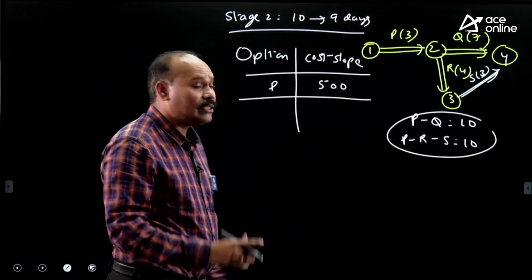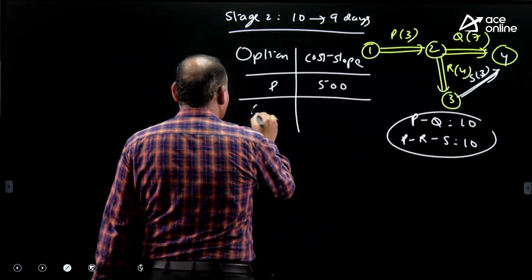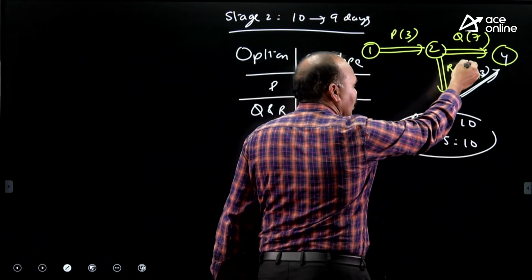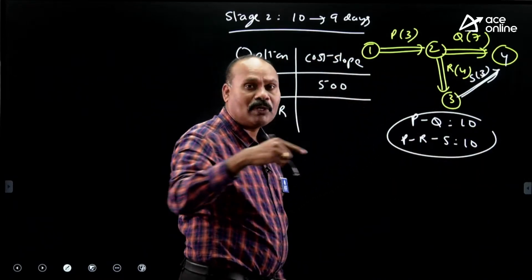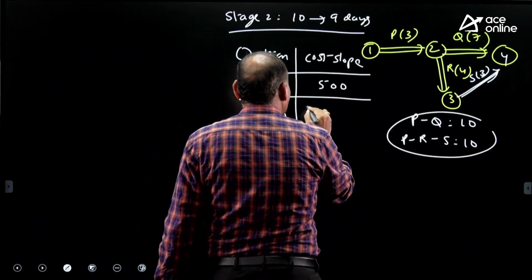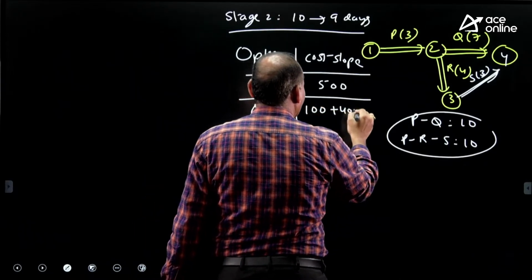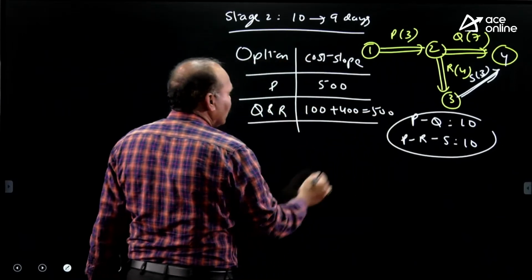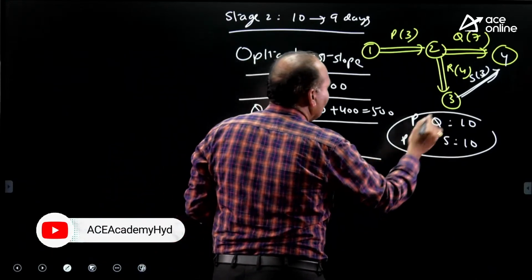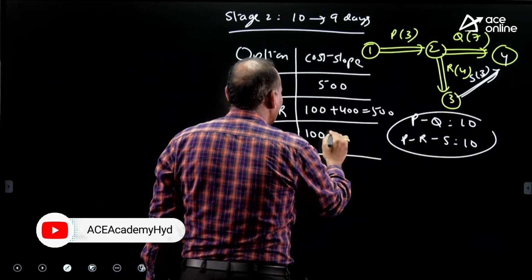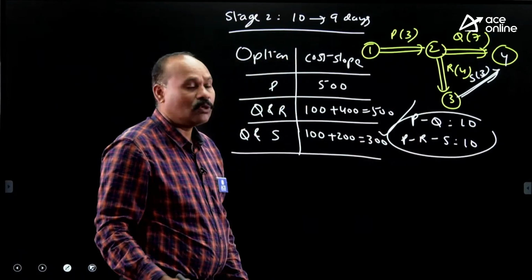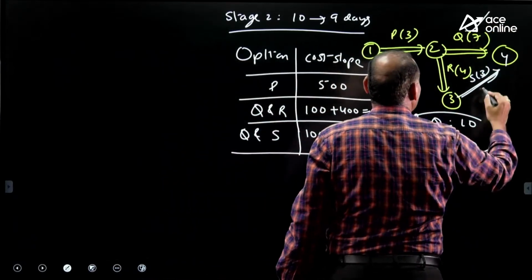but how much money do we have to spend? 500. Next, combinations. I'm taking the Q and R combination, Q by 1 day and R by 1 day. If I take Q by 1 day, it will become 6, and R will become 3. Now the PQ path will become 9 and the PRS path will become 9. So Q and R: Q value 100, R value 400, equal to 500. Next option, Q and S: 100 plus 200, 300. What is the best? 300 is the best. So I am choosing Q and S.